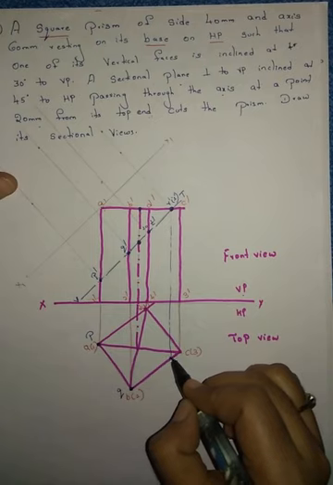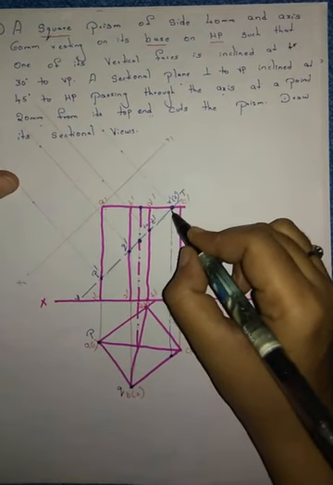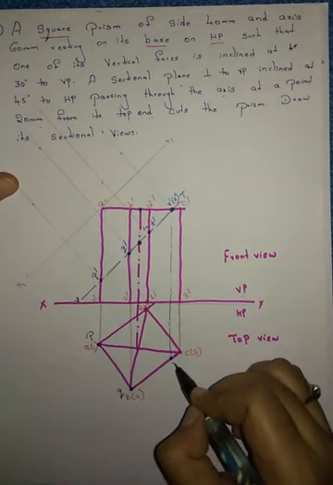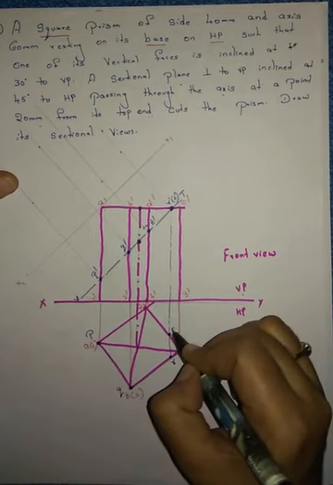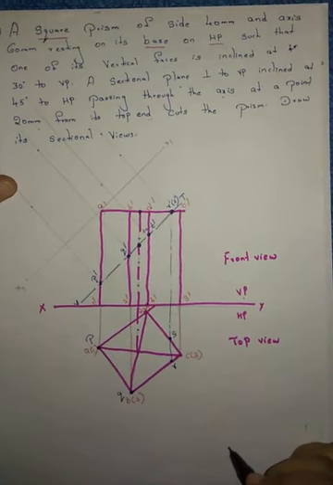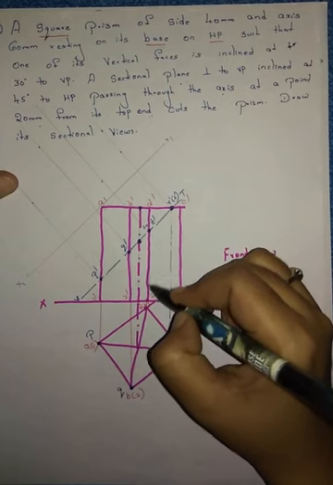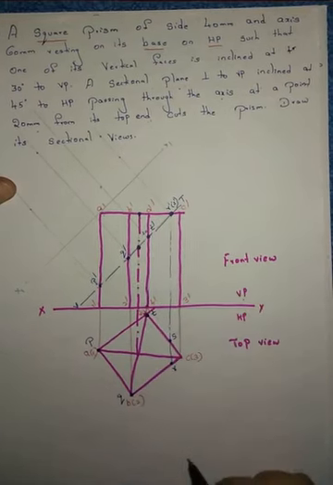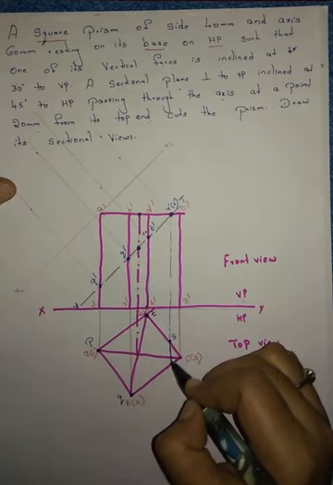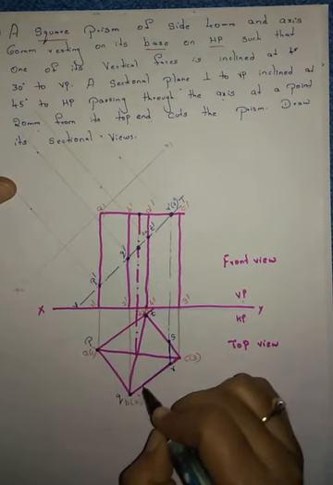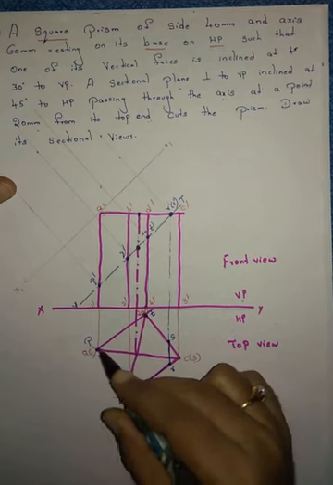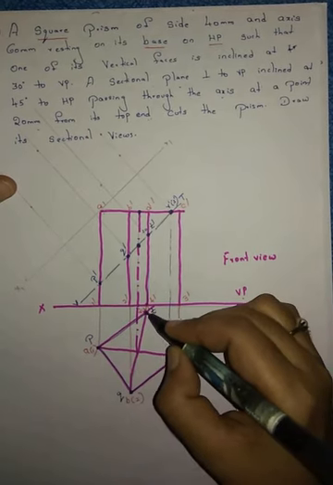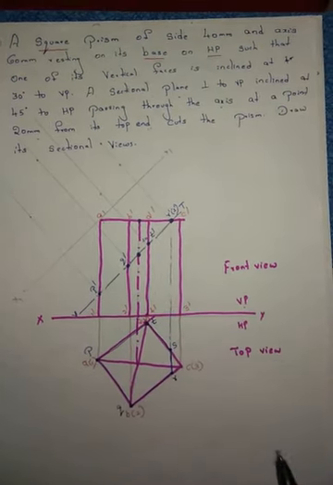Right? So here it is the R point. From R and S, if you draw a straight line, you will get R point here. You will get S point here. Then next from D, if you draw a straight line, you will get T point here. So P, Q, R, S, T is nothing but your sectional top view.